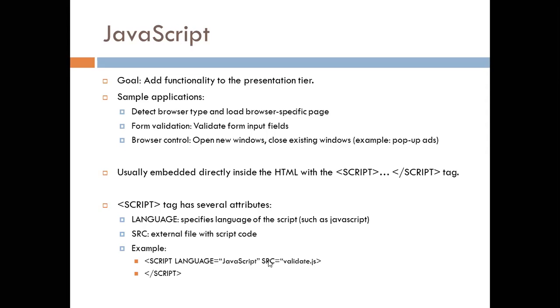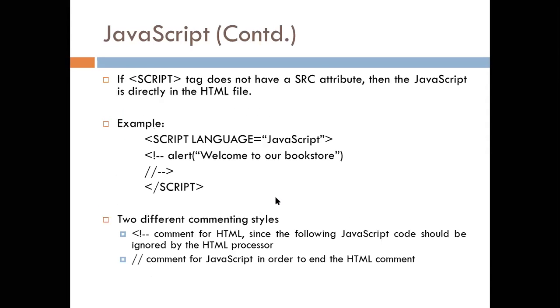Or if we don't want to use a separate file, then in between the script opening and closing tag, we can write the JavaScript. So if the script tag doesn't have a source attribute, then the JavaScript is directly inside the HTML file. An example is like this: script language is equal to JavaScript. Inside that we can write.